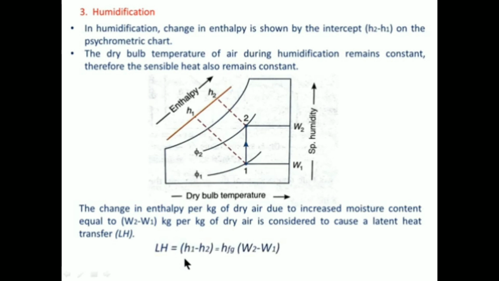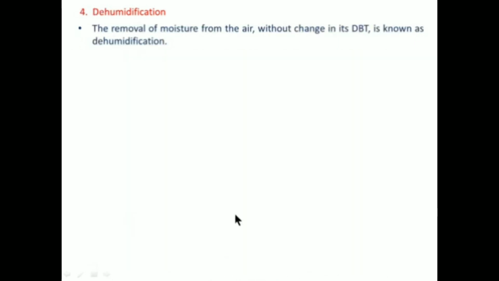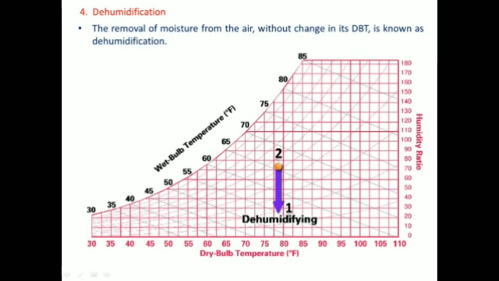So latent heat is given by H2 minus H1, which can be written as HFG into (W2 minus W1), where HFG is the latent heat of vaporization at dry bulb temperature TD1. Now dehumidification is the process of removal of moisture from the air without change in its DBT. So process 2 to 1 is the dehumidification process.